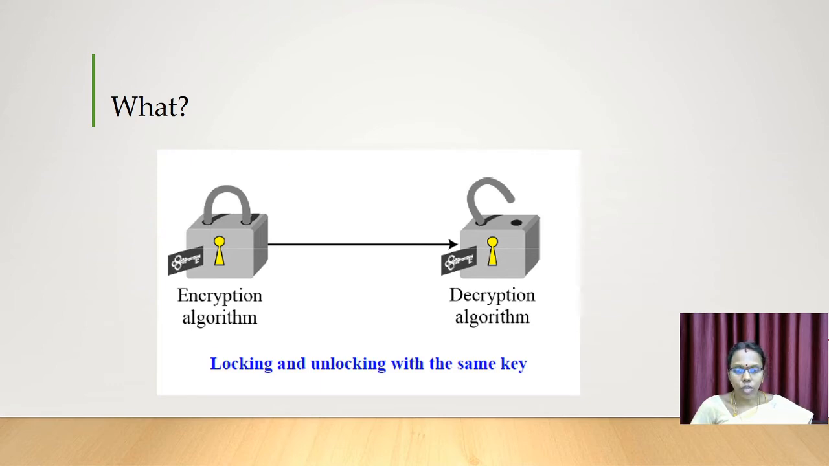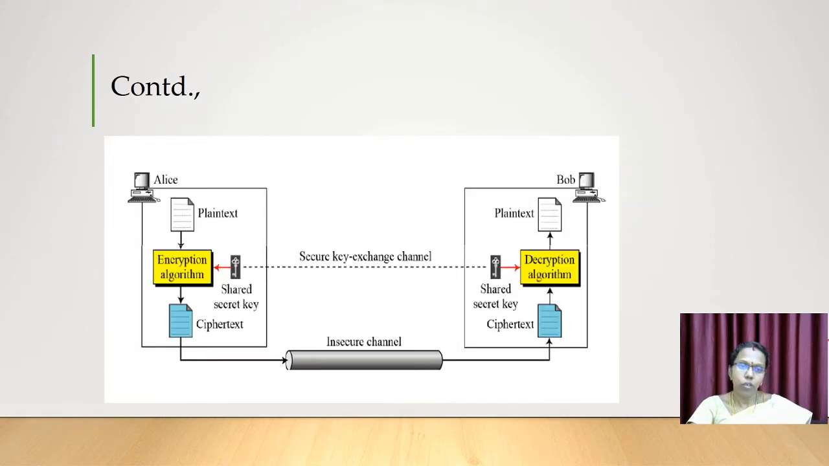Converting the plain text into ciphertext, we perform the processes of encryption and decryption with the same key, which is then known as a symmetric key cipher. The block diagram explains how the symmetric key is performed.